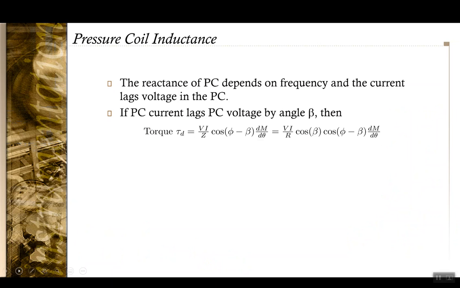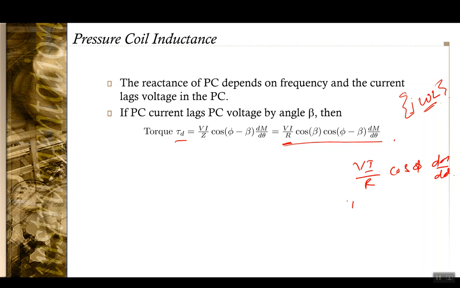So if we have the pressure coil, we assume that this j omega L, the effect of this is significant, what would happen? The result is that the torque is now not Vi by R cos phi, it is this expression. Okay, so one thing is that what we had assumed was Vi by R cos phi dm by d theta. Okay, but actually it was I pressure coil, I current coil by Z, where Z is the impedance of the pressure coil, times cos phi into dm by d theta. Okay, not even cos phi here.